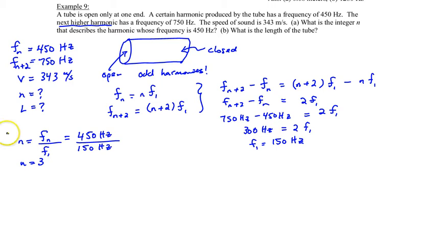Aha! We solved part A. That's the third harmonic that was given. So this is the third harmonic, and guess what this has to be? That's got to be the fifth harmonic. You can check that out. Take 750 and divide it by 150. You're going to find out that n is equal to 5.